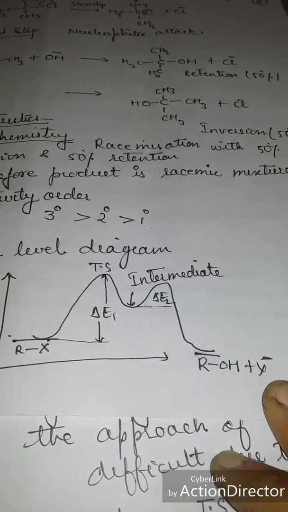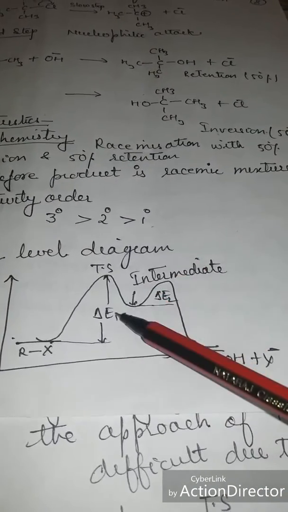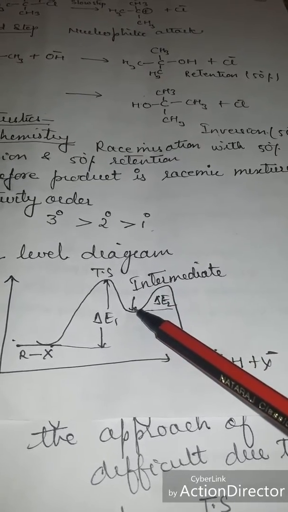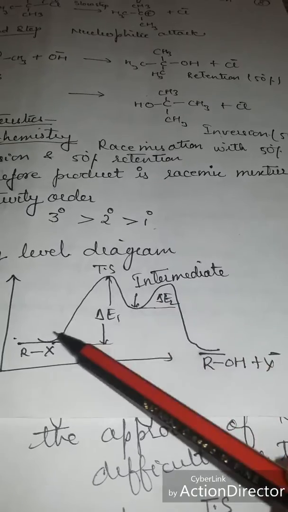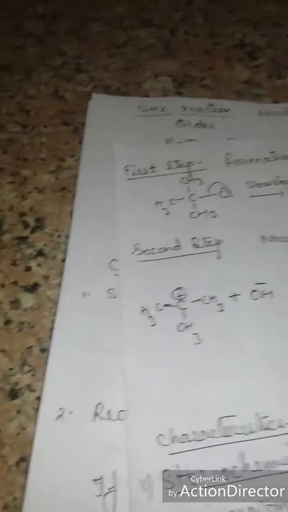When we talk about the energy profile diagram, this will be the energy profile diagram. Since intermediate is formed, it is a two-step reaction, so it will be showing the difference in the energy. Now let us talk about the SN2 reaction.